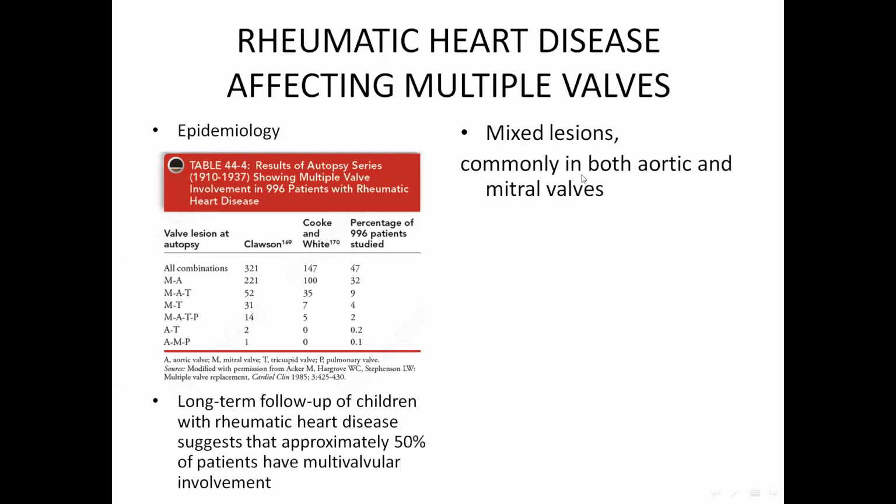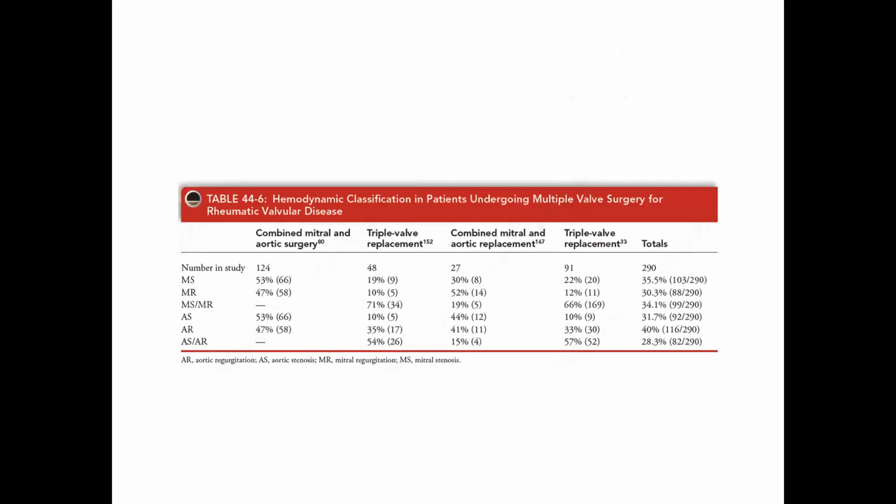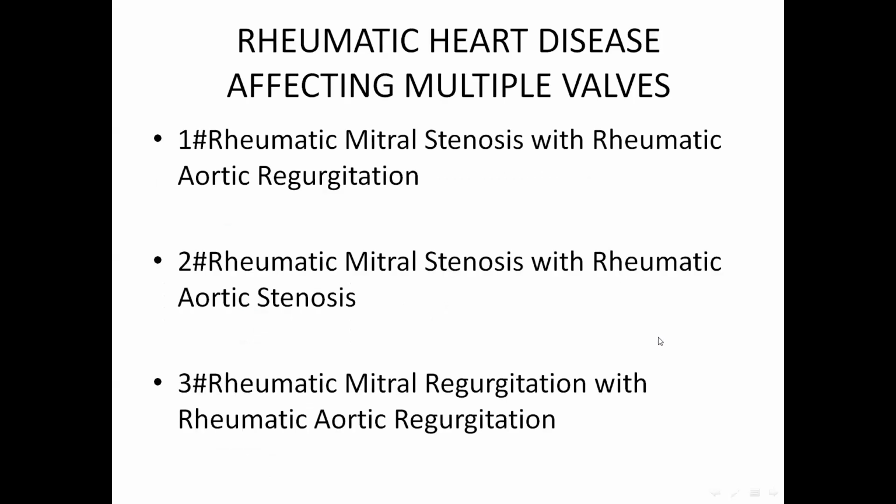For the mixed lesion, commonly it's aortic and mitral. The most common combination is aortic and mitral. Then here we can see the classification of patients undergoing valve surgery. The same, the mixed one: aortic stenosis and aortic regurg, mitral stenosis and mitral regurg. You can see the total here. Okay. We will start with the first.